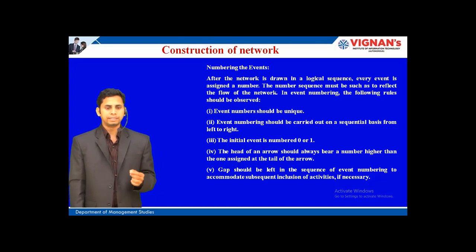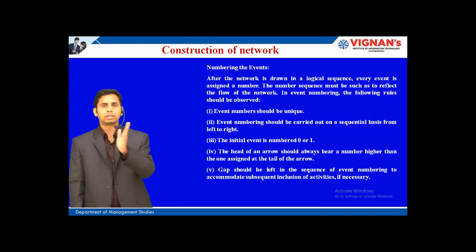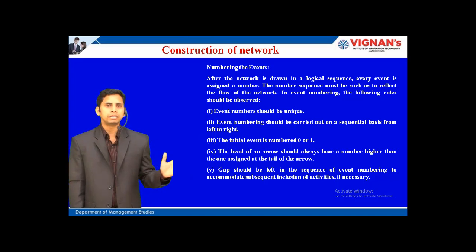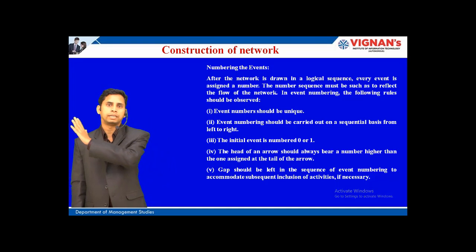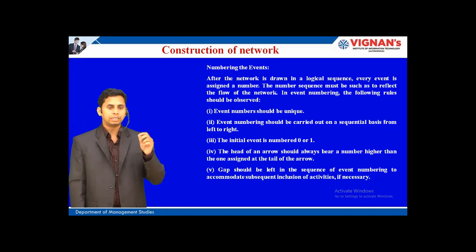So event numbering must be carried out on a sequential basis from the left to right. So from the left to right, you need to follow a sequential order for giving the numbering for the events. So 0, 1, 2, 3, like that. And also the initial event is numbered either 0 or 1.